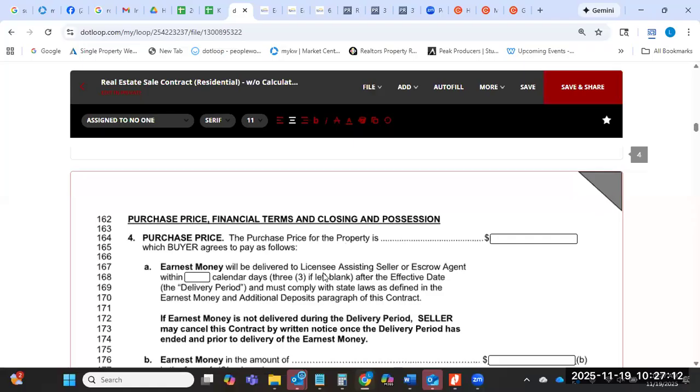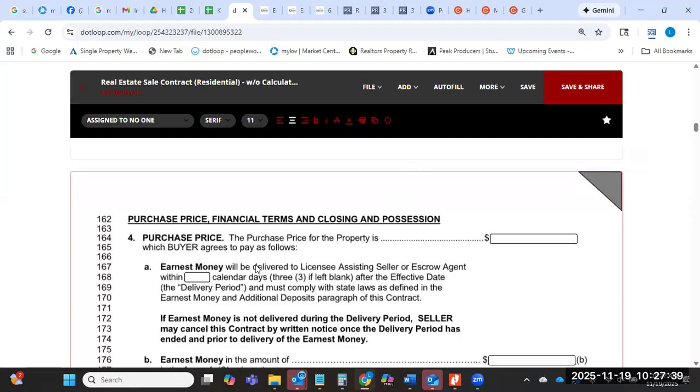Purchase price. What you're putting in here is what your buyer has determined they want to offer for the property based upon their feelings, their intuition, their information, the information you've gotten them, the CMA that you've done for them. They are making a well-informed decision here. Can't stress that enough. All right, so the purchase price goes on line 164.